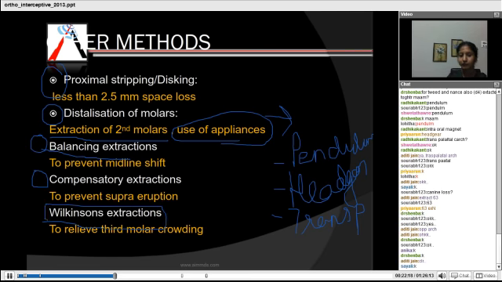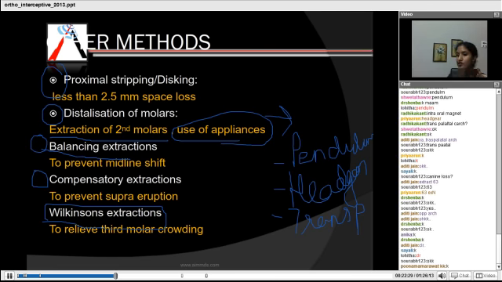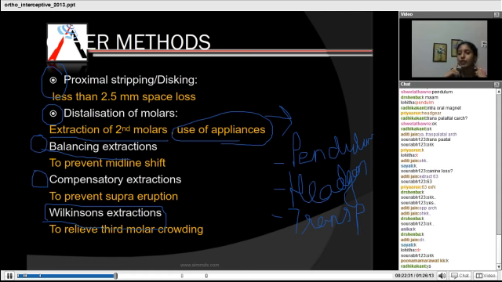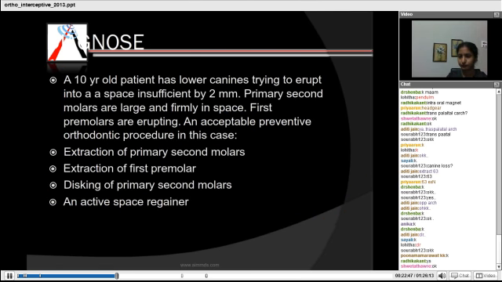Wilkinson's we already talked about. Wilkinson's is when you remove all your first molars. That can be due to any reason, because of space loss, because not all first permanent molars are grossly decayed, or your third molar is crowded. So you remove first molars, second molars will move into the place of first molars, and third molars will move into the place of second molars. Clear? So these are all the other methods other than serial extractions to create space.